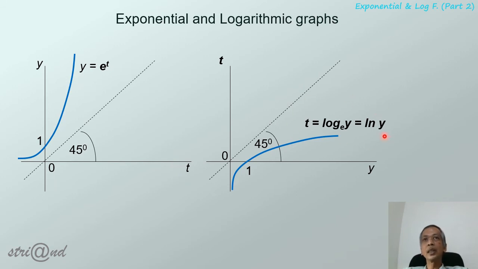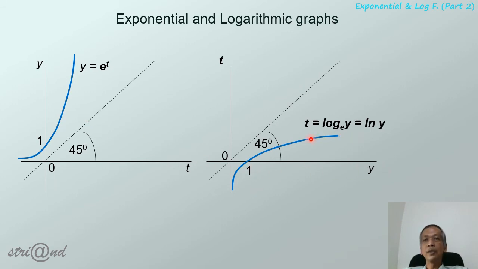And in the logarithmic function, now the vertical axis is for the t and the horizontal axis is for the y. That is why we can see here that the relationship between y and t is basically expressed in this graph. This relationship between y and t is basically the same here as here. For example, when the t is 0, y is 1. The same thing here. When the t is 0, y is 1.